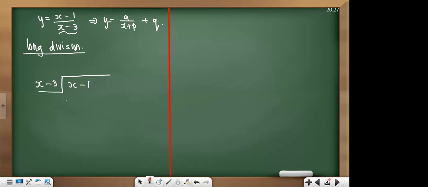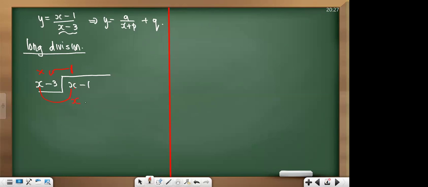1x divided by x is 1. X divided by x is 1. The answer I'm getting, I'm multiplying it back here. X divided by x is 1, so I'm going to multiply back by 1. What is x times 1? It is x.